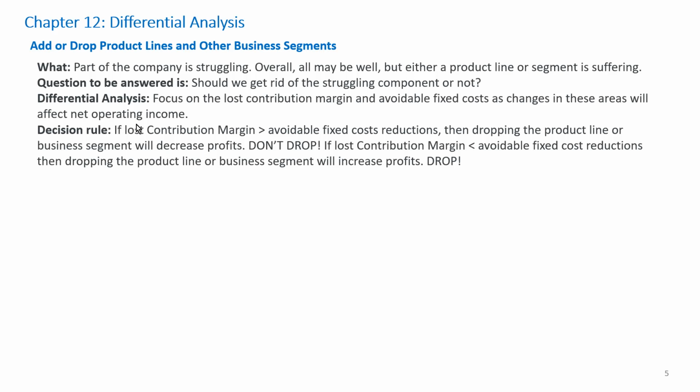The decision rule here will be if the lost contribution margin is greater than the avoidable fixed cost reductions, then dropping the product line or business segment will decrease profits. So we won't drop. If, on the other hand, lost contribution margin is less than the avoidable fixed cost reductions, then dropping the product line or business segment will increase profits. And our conclusion will be to drop.